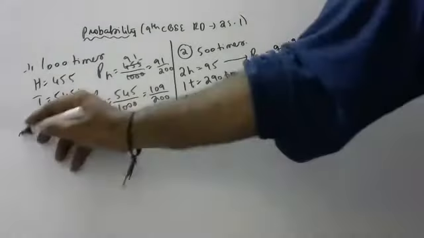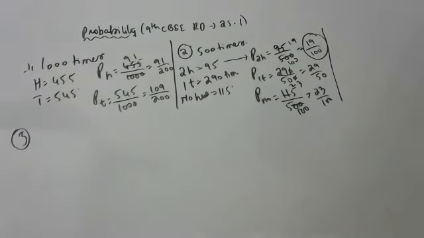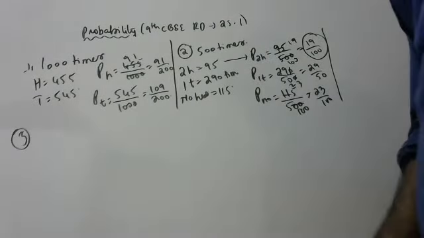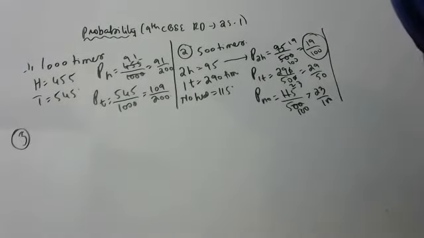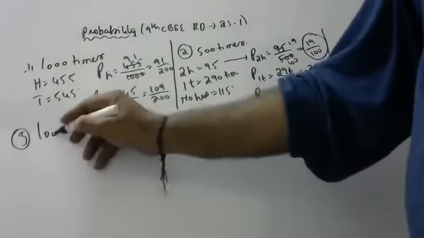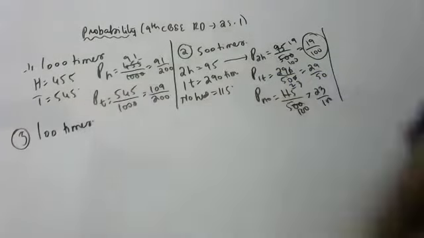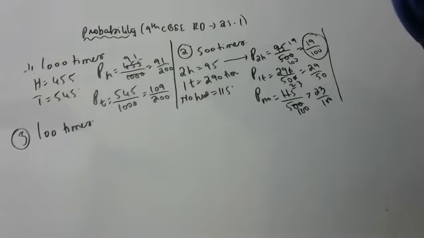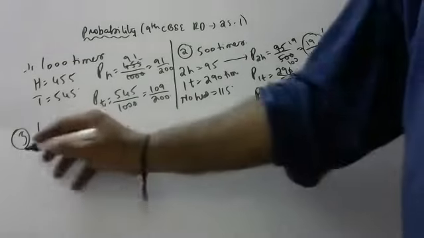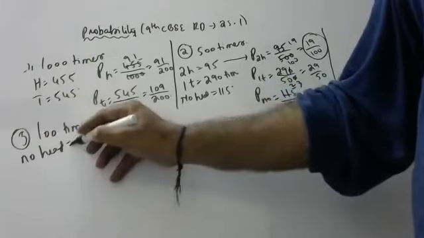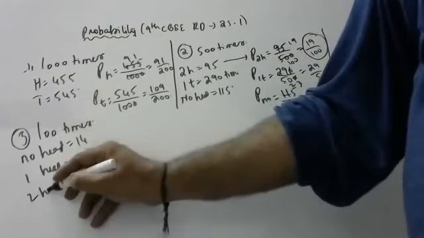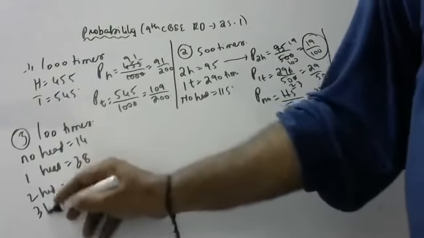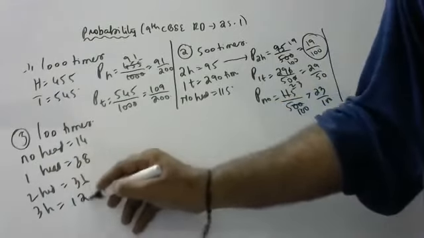Okay, next one, children. Nandika, are you there? Yes, sir. Three coins are tossed simultaneously 100 times. Can you read? Three coins are tossed 100 times, with the following frequencies: no head 14 times, one head 38 times, two heads 36 times, three heads 12 times. What is the probability of getting two heads?